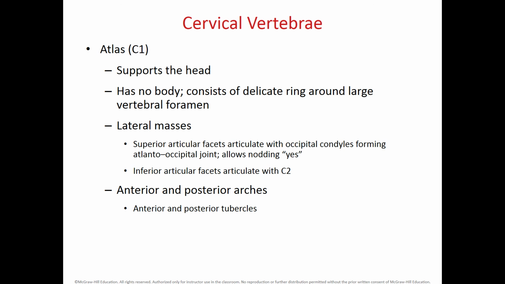And then anteriorly, the atlas has an arch and posteriorly has an arch. So these will be the anterior and posterior arches that end in a tubercle, the anterior and posterior tubercles.